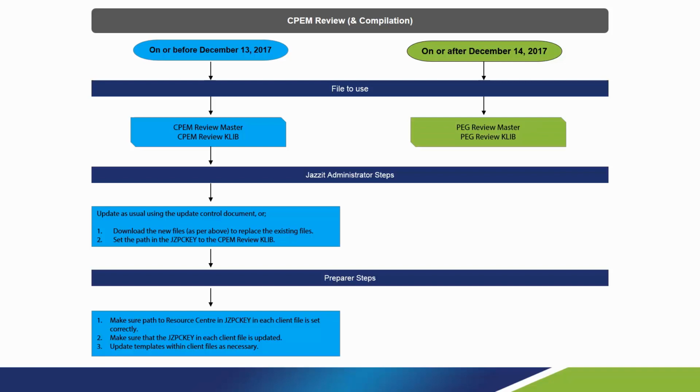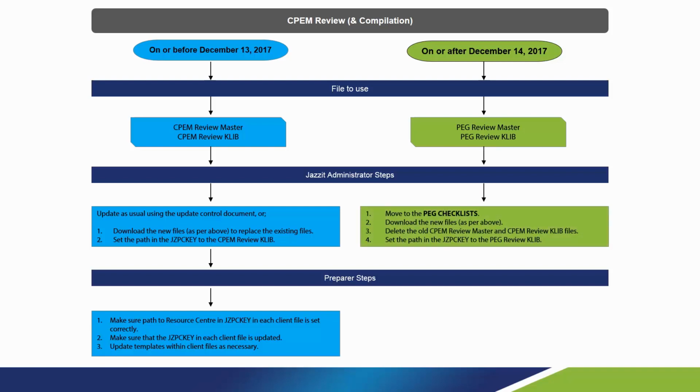download the PEG Review Master and the PEG Review Caleb. The Jazzit administrator will move to the PEG checklist by downloading the PEG Review Master and PEG Review Caleb from the Jazzit Support Center downloads page. They can delete the old CPEM review checklist files if the firm won't be using it anymore. The Jazzit administrator will then make sure that the JZPC key control document in the PEG Review Master file is connected to the PEG Review Caleb.